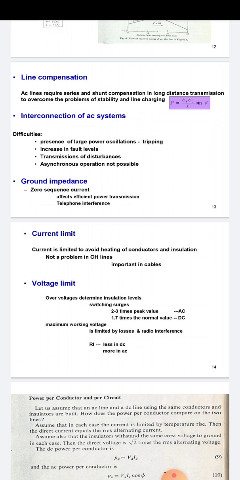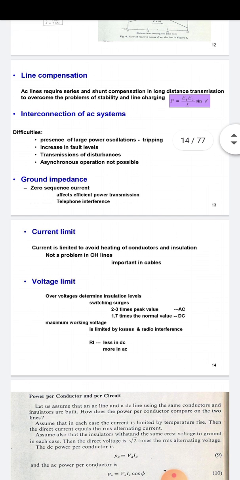So it is to be noted that even while operating in monopolar mode, the AC network feeding the DC converter station operates with balanced voltages and currents. A single pole operation is possible in a DC transmission system for extended periods, while in AC transmission, single phase operation is not feasible for more than a second.